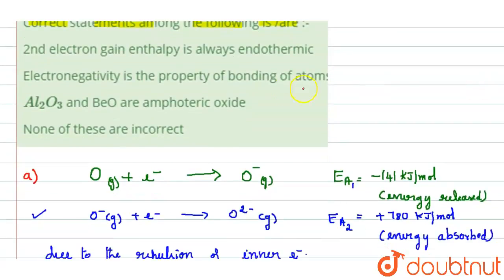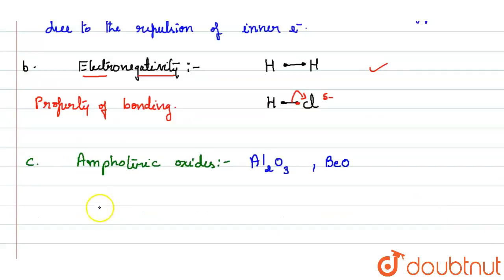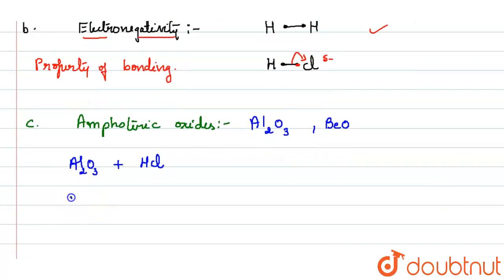So we'll see the third statement. Al2O3 and BeO are amphoteric in nature. So we have to check this option. Amphoteric oxides are those oxides which behave as acids as well as bases. We have a beautiful example in aluminium oxide as well as BeO. So both are said to be amphoteric in nature. The reason is that aluminium oxide, being amphoteric, can react with an acid like HCl as well as with strong alkalis like sodium hydroxide.